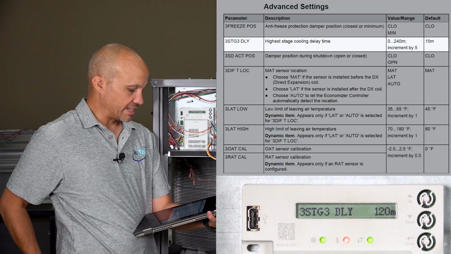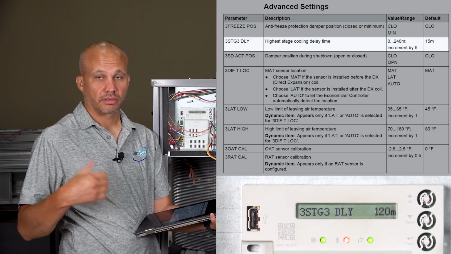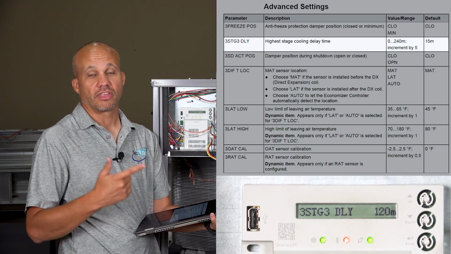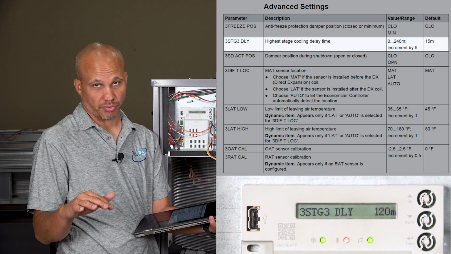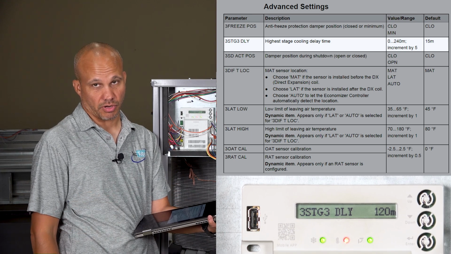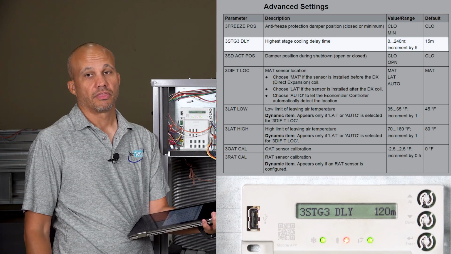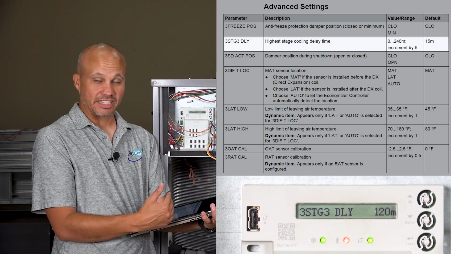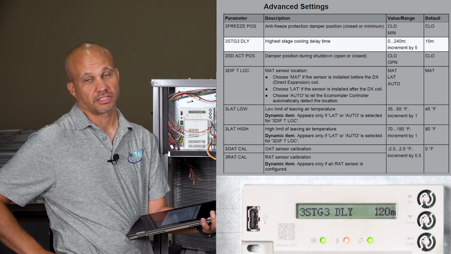Stage 3 delay. So normally the thermostat calls for stage 1, economizer operates. Thermostat calls for stage 2, and then compressor number 1 turns on, and then nothing ever turns on compressor number 2 when we're in economizer mode. That's a normal sequence for every economizer for a very long time. What this allows you to do is actually turn that third stage on, and by default, it'll turn on 15 minutes after you've been calling for second stage.